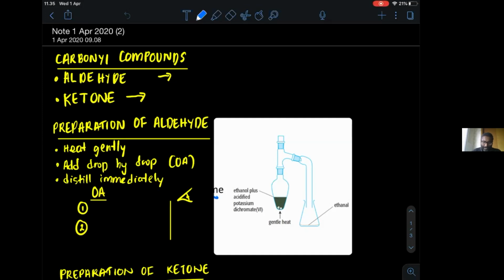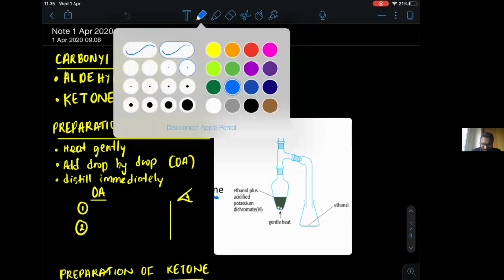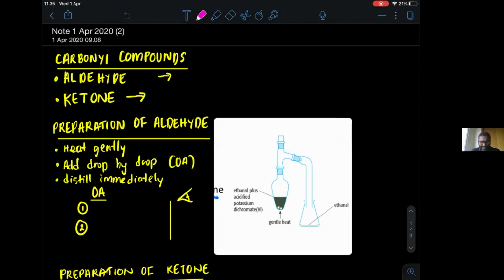I'll start now. Okay. Now, carbonyl compounds. We have aldehyde and ketone. Carbonyl compounds are anything that has C double bond O. The structure of aldehyde is C double bond O and H, with R over there. And ketone will be R1, C double bond O, and then R2. That is the difference between aldehyde and ketone.